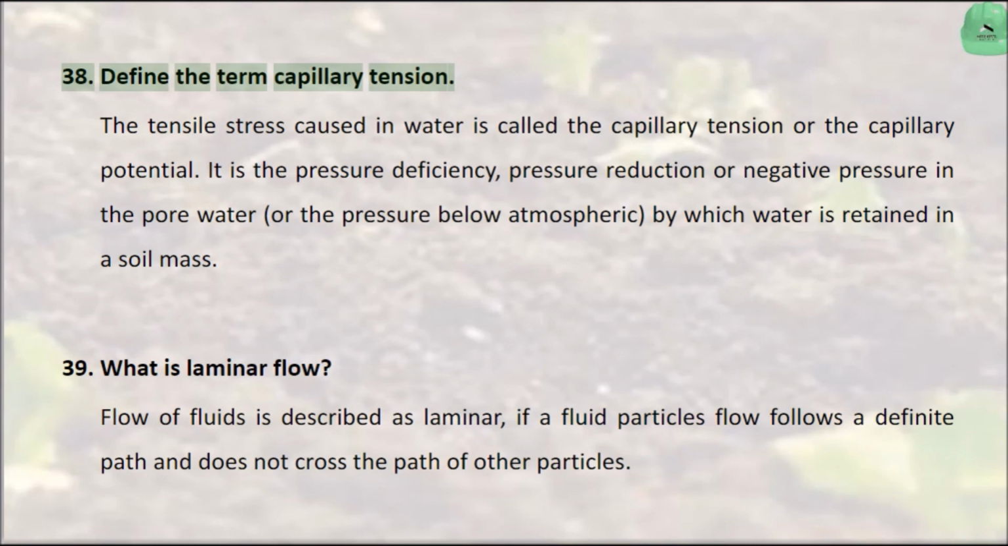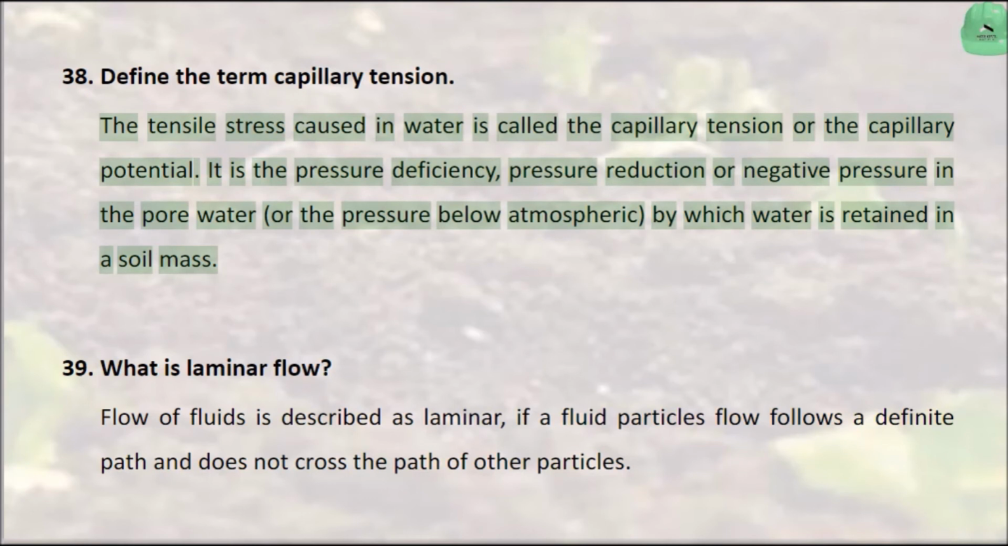Define the term capillary tension. The tensile stress caused in water is called the capillary tension or the capillary potential. It is the pressure deficiency, pressure reduction, or negative pressure in the pore water, or the pressure below atmospheric, by which water is retained in a soil mass.